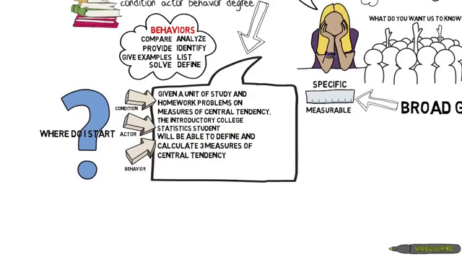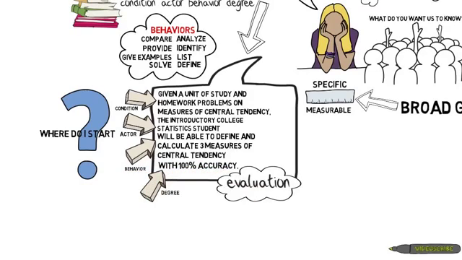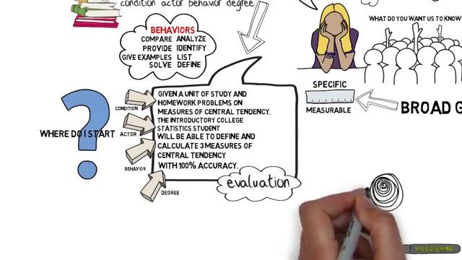Good, now all we need is the degree. This will indicate how well we want the behavior to be performed or how we will evaluate the performance. With 100% accuracy, that's a good way to measure degree, so we'll use that.